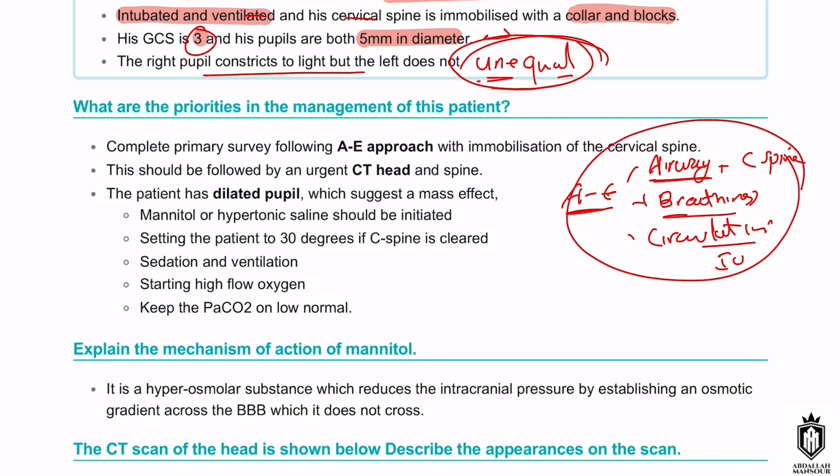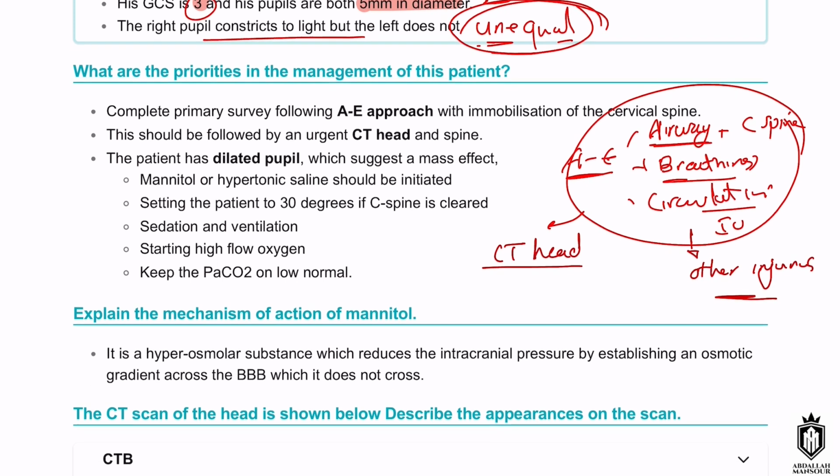After you do the full A to E assessment, you will need to scan this patient, and the first scan you will do is a CT head, and of course do not forget that we'll need to rule out other injuries when you're doing the A to E approach.